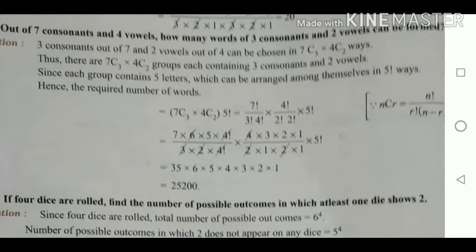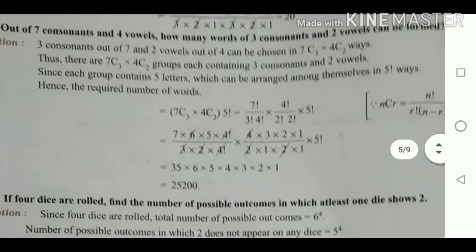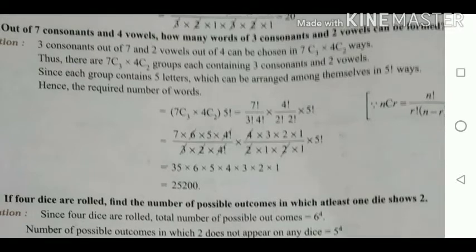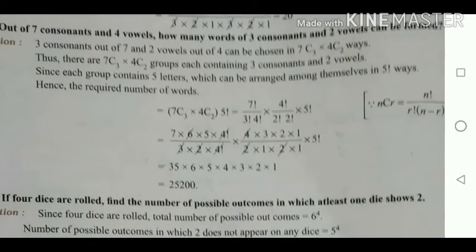So this is the concept given here. Using these consonants and vowels, how many words can be formed? That is the question. From 7 consonants I am choosing 3, which is 7C3, and from 4 vowels I am choosing 2, which is 4C2 ways. Thus there are 7C3 into 4C2 groups, each containing 3 consonants and 2 vowels.